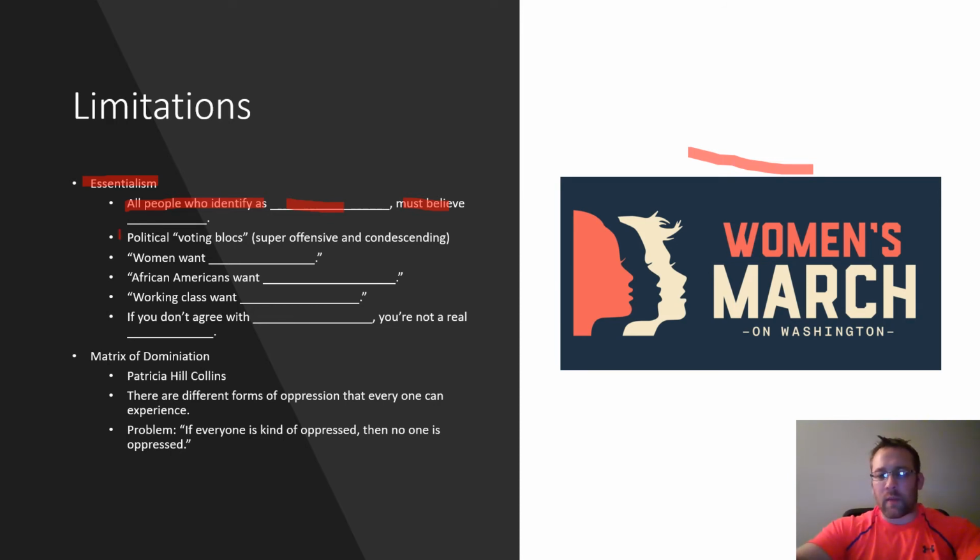So, for instance, we can talk about political voting blocs, which I find super offensive and condescending. When someone gets on the news and says, this is what women want, that's essentializing women. In one regard, we're saying don't stereotype people, but the next sentence out of someone's mouth is, we know how all these people think because they all vote a certain way. And if you don't vote a certain way, you're not a real whatever. If you don't agree with this particular policy, you're not a real woman. If you're not pro-choice, you're not a real woman. You don't get the protections of feminist organizations.